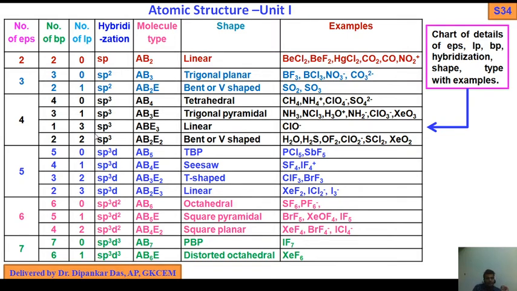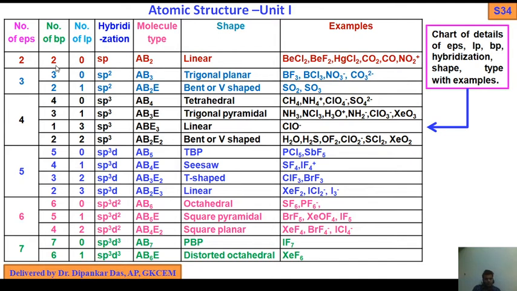But here I have shown a details table with the particular shape of the molecule. If you do not remember the particular name, C shape, V shape, T shape, linear, square planar, whatever it may be, you can write distorted. Here I have number of EPs in the first column, bond pairs, lone pairs, hybridization, molecule type, shape or geometry, examples. So it is a chart of details of EPs, LPs, BPs, hybridization, shape and type with examples.